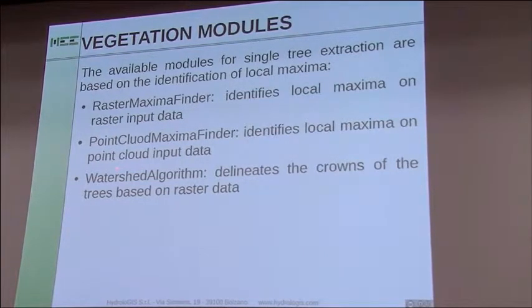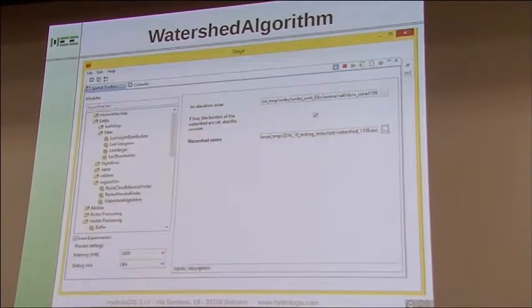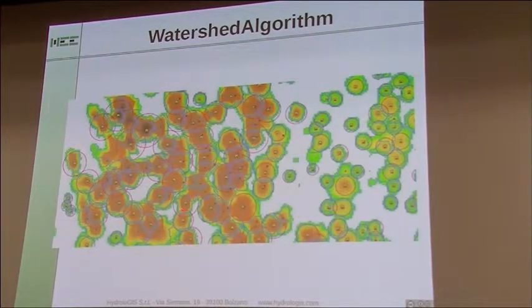And then we have the last tool, the Watershed algorithm, and it is used to delineate the crowns. It's based on a canopy height model reversed, so you have concave canopies instead of convex canopies. And here you can see the crowns delineated in blue. The other circles are the simplified ones.